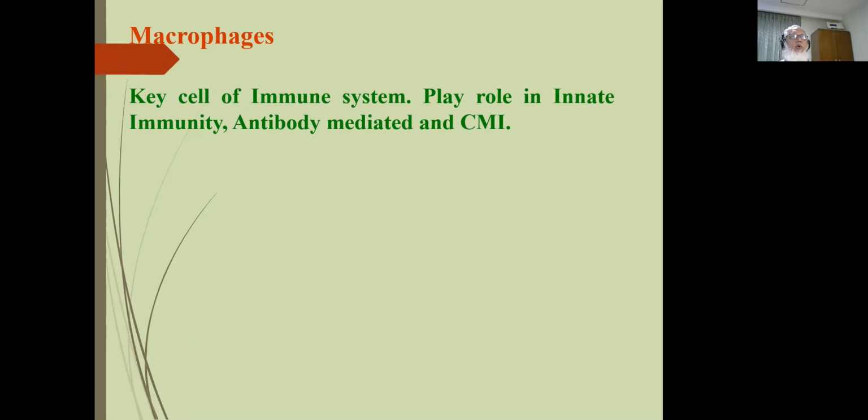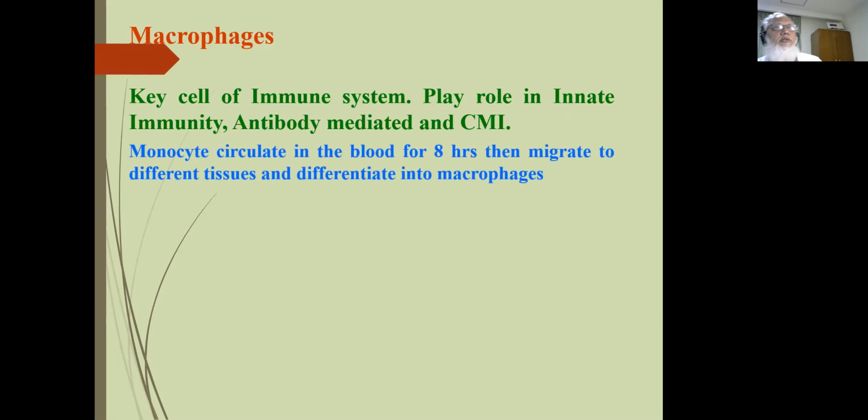They play a role in 3 types of immunity: innate immunity as a non-specific phagocytic cell, antibody-mediated immunity as an antigen-presenting cell, and cell-mediated immunity as an antigen-presenting cell as well as an effector cell. Activated macrophages are important effector cells in cell-mediated immunity. Monocytes circulate in the blood for 8 hours, then migrate to different tissues and differentiate into macrophages.